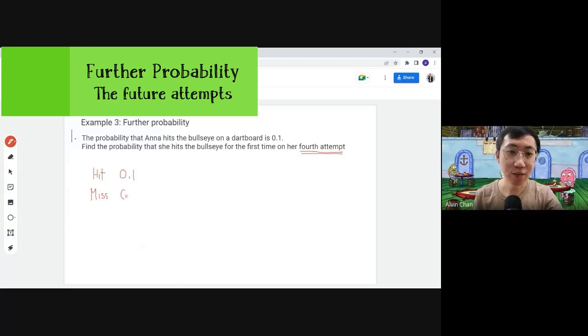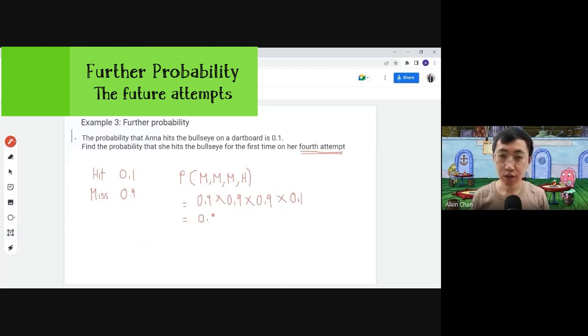0.9. Yes, good. Because we understand the concept that these two added up will be 1. Now we already know these two probabilities. So when you want to say probability of getting bullseye on the 4th attempt, it means that you miss on your first, miss on your second, miss on your third, and finally you get your bullseye on the 4th. 0.9 times 0.9 times 0.9, finally times 0.1. 0.0729.